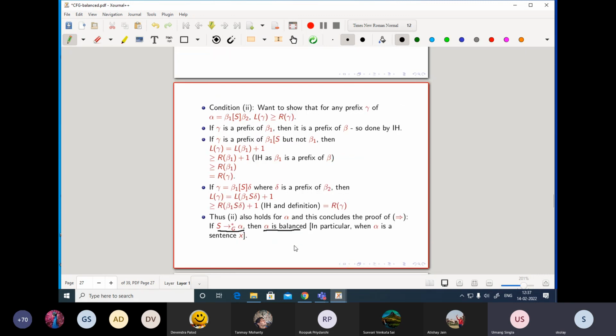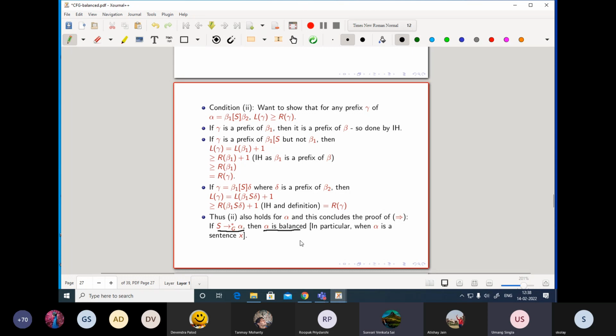So we have shown that any string that is constructed by the grammar, that is derived by the grammar, is a balanced parentheses expression. Now we need to show the other way around, that any balanced parentheses expression can be derived by the grammar.